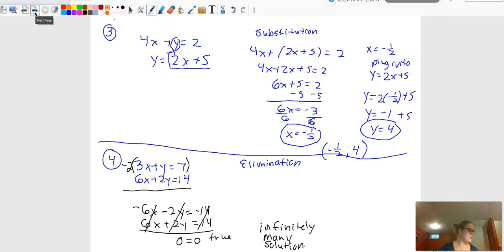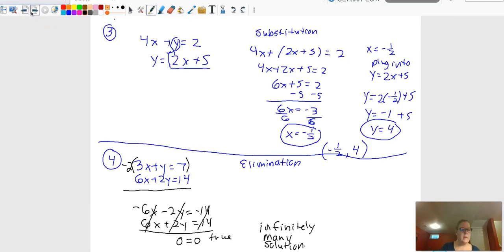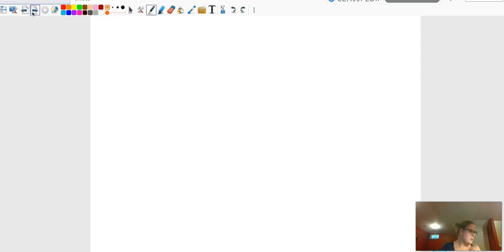All right, on page 3 of the packet, if you happen to have the packet in front of you, you've got 4 more examples to work through here. Again, if you are good with this, go ahead and start the homework, which is on page 4, odds. Question number 5.